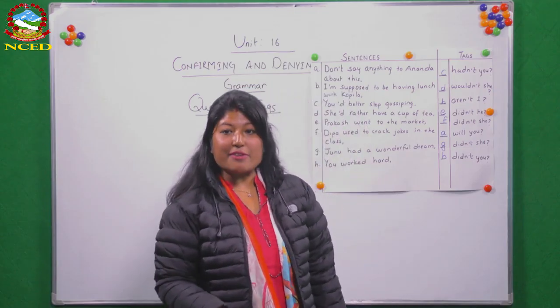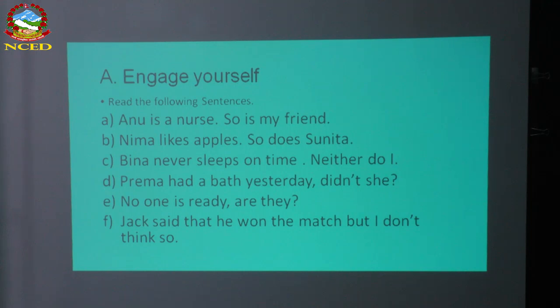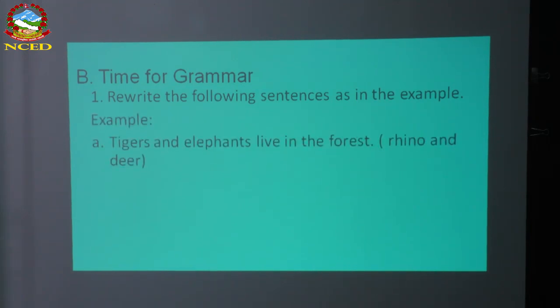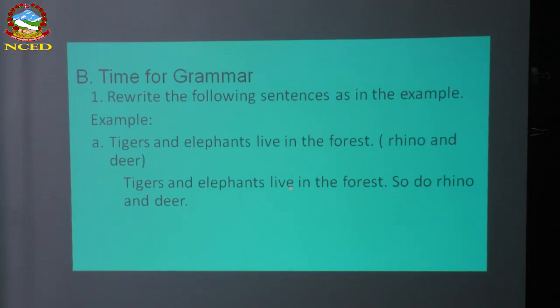In number B, time for grammar. In time for grammar, look at there. Rewrite the following sentences as in the example. There are two examples given here. Number 1, tigers and elephants live in the forest. Now we have to write about rhino and deer. So what is given there? Tigers and elephants live in the forest. Same thing we repeat. And so do.